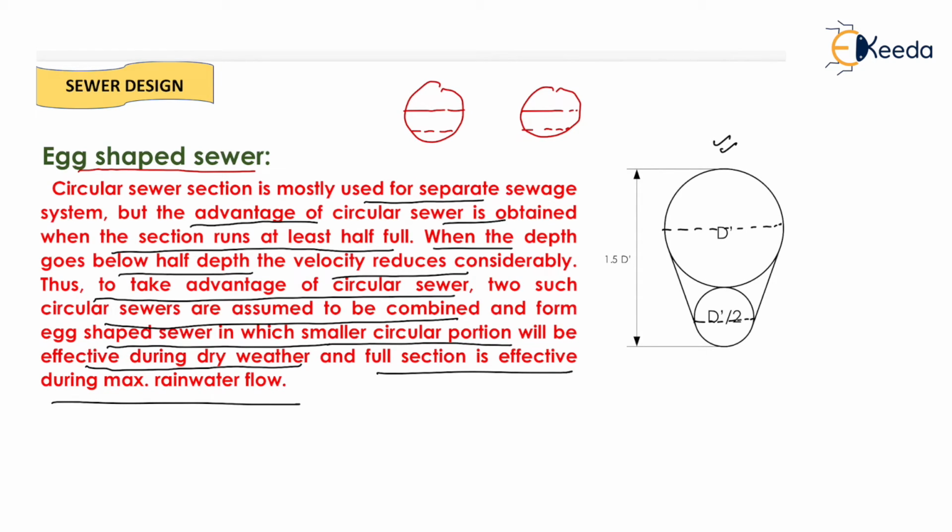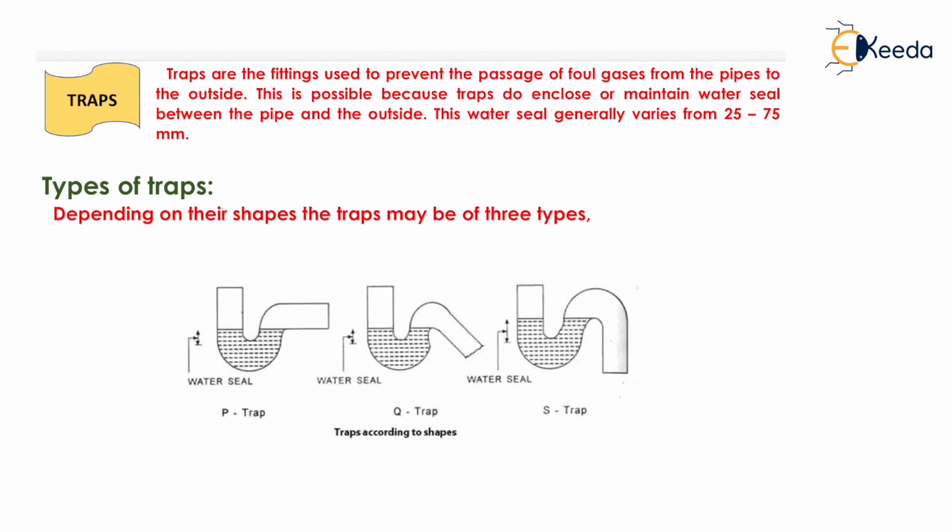Now we have almost covered this topic, that is the design of sewers. That is all about the design of sewers. Now we can move to the next portion, that is traps. We need to provide traps below the WC, that is water closets, etc. Why will traps be needed below the WC? Because traps are fittings used to prevent the passage of foul gases from the pipes to the outside. This is possible because traps enclose or maintain a water seal between the pipe and the outside. This water seal generally varies between 25 to 75 mm.